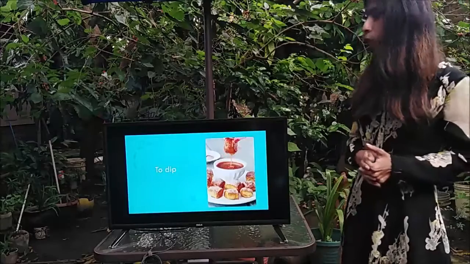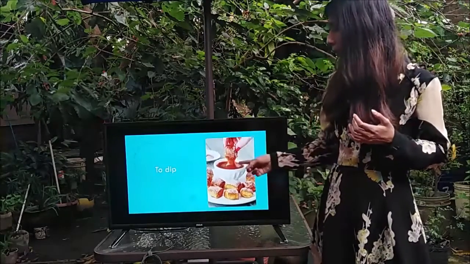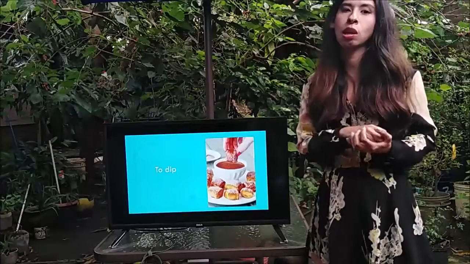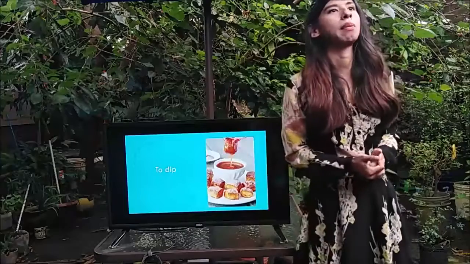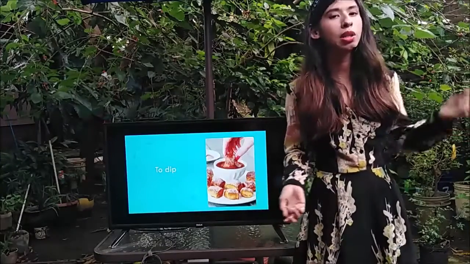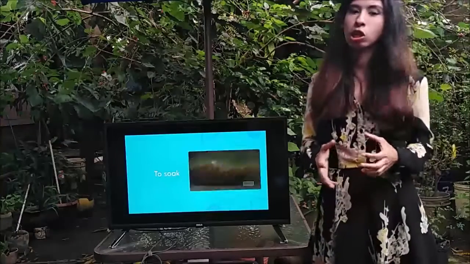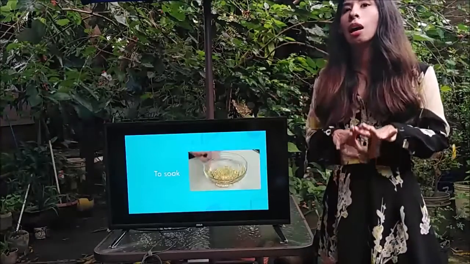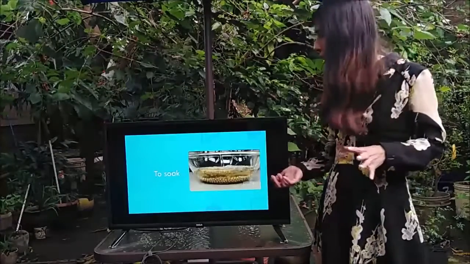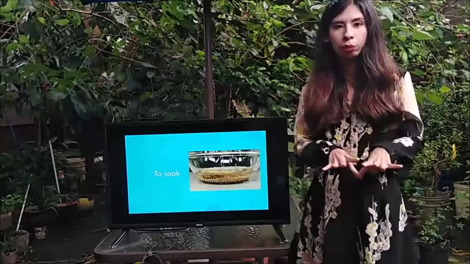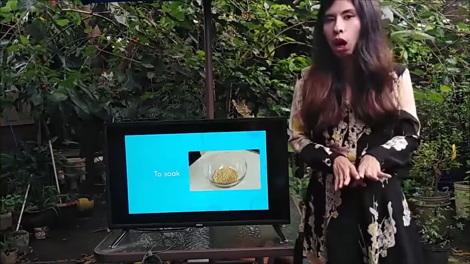As well, we have to dip, which is whenever we are introducing our food into something. It can be a sauce or it can be some cheese, right? So to dip. And then we have to soak, which is whenever we are letting some elements, for example seeds, sit in water, right? We're not cooking them, we're just letting them sit in water.